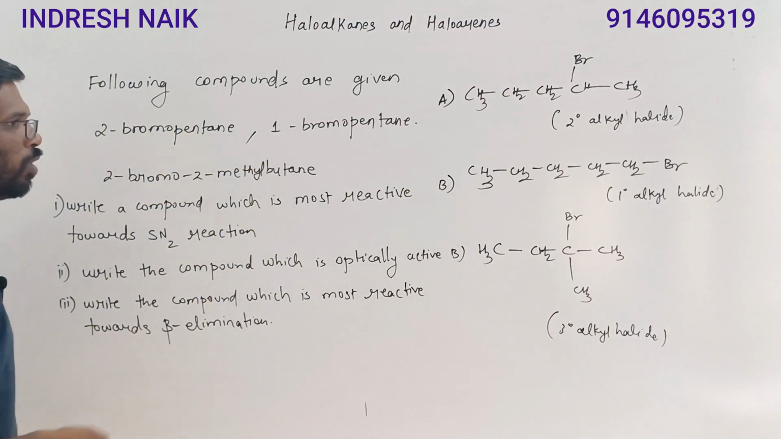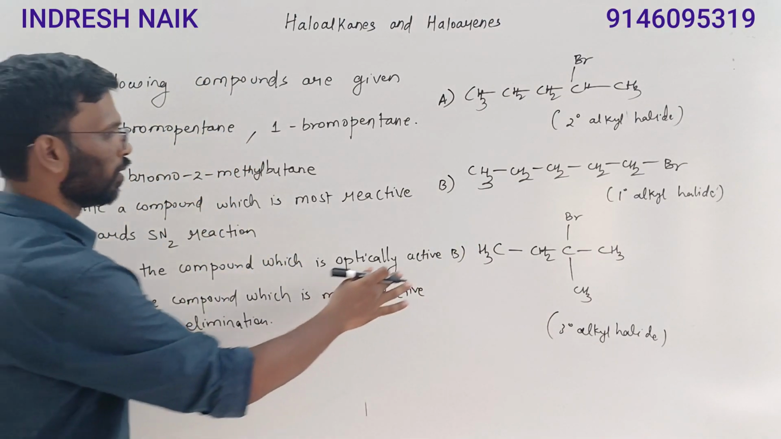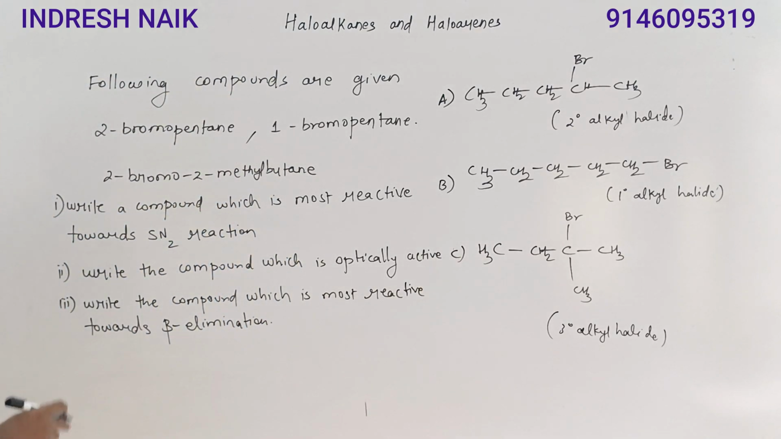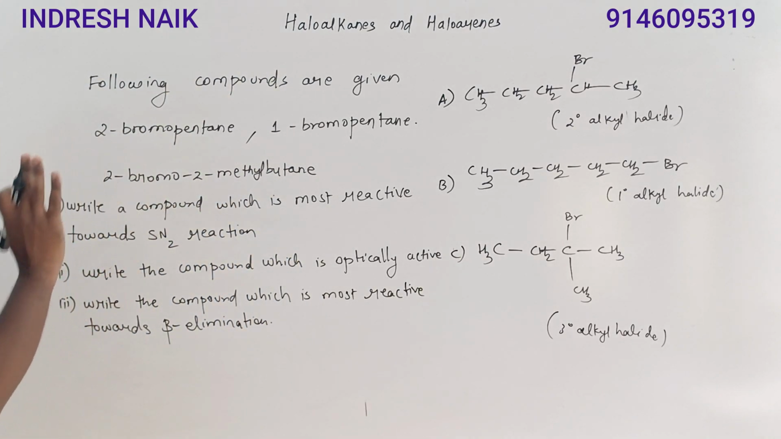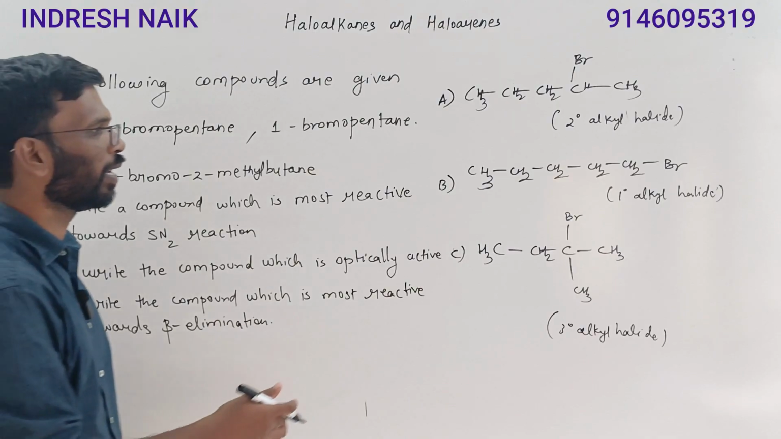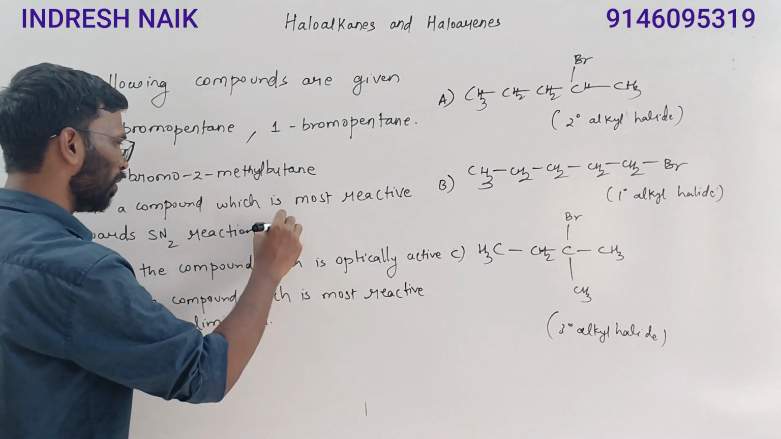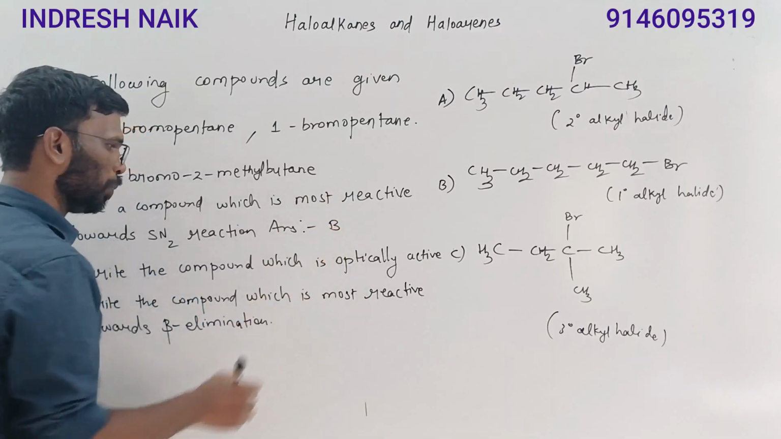So what is the answer for this? Okay, you can comment what is the answer, A, B and C. So write the compound which is most reactive towards SN2. SN2 means what? Primary alkyl halide. So option B, this is primary alkyl halide. So answer over here is option B.